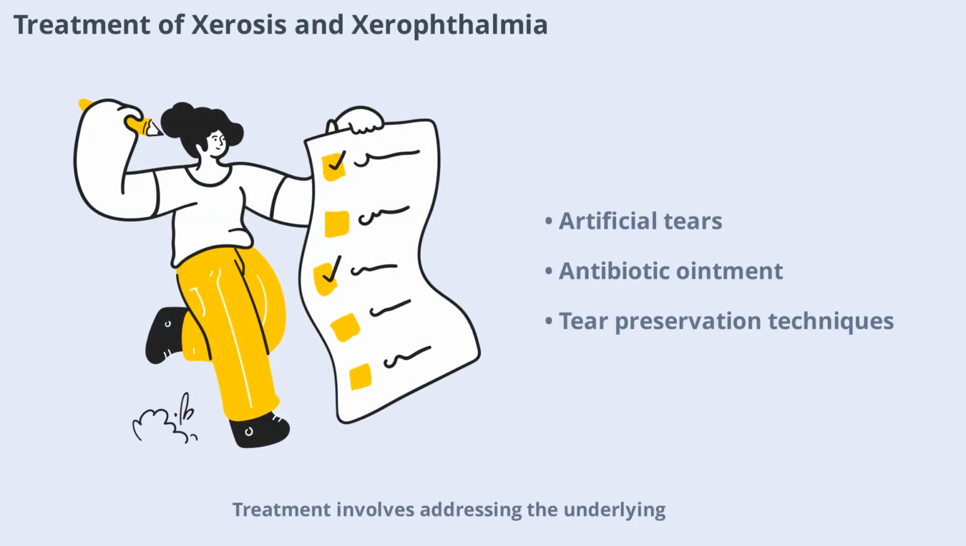Treatment involves addressing the underlying cause and restoring ocular moisture. Artificial tear drops should be used frequently in severe cases, and antibiotic ointment at bedtime helps prevent secondary infection. In some cases, tear preservation techniques like punctal plugs or cauterization are used to retain existing tears. Treating complications such as ulcers and conjunctivitis is also essential.